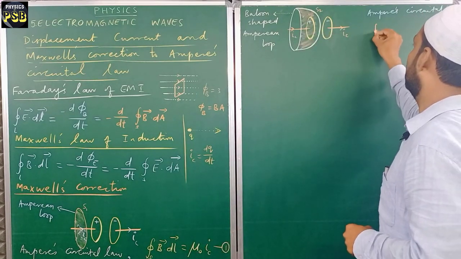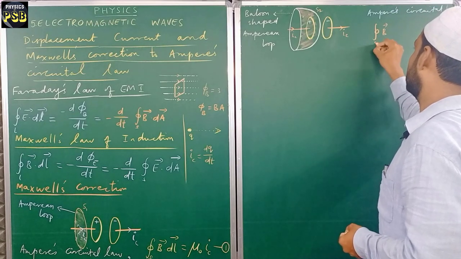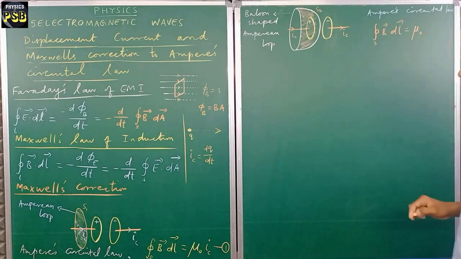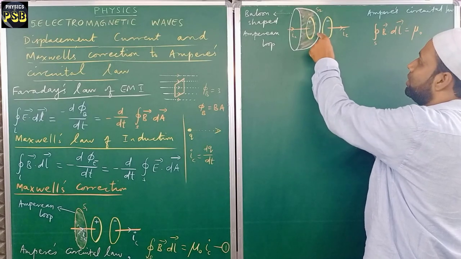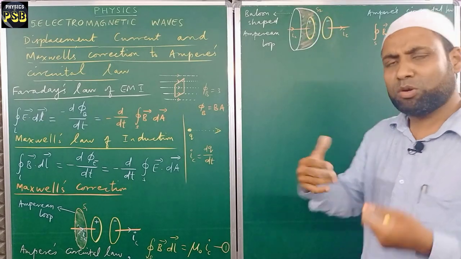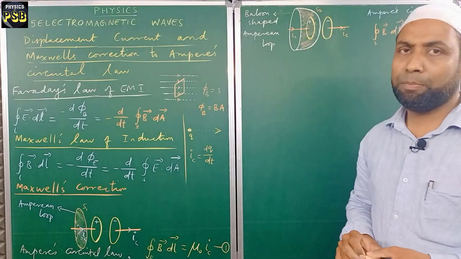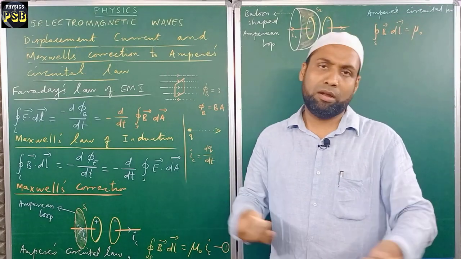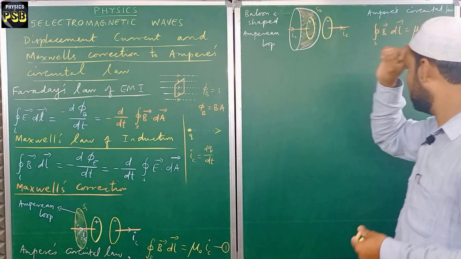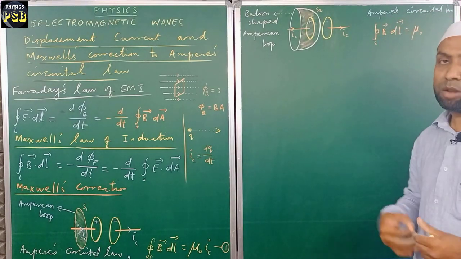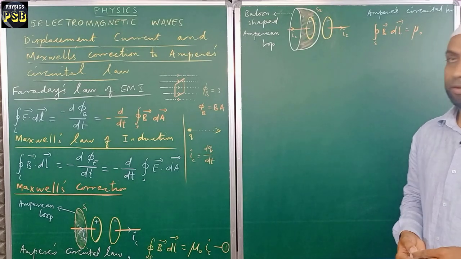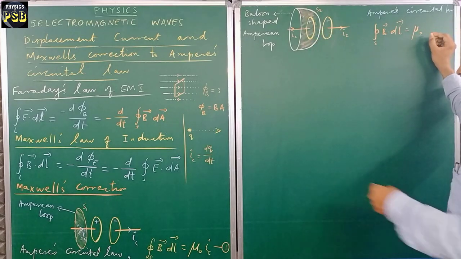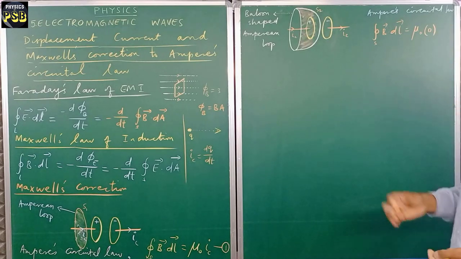But here, what we get is this. The integral of B dot dl is equal to mu naught times the current present in this gap. Here I forgot to mention that the gap between the plates is filled with some sort of non-conducting material. It may be air. Air does not conduct, isn't it? In normal conditions, air is a non-conductor. So here there is no current present, so IC is taken as zero.